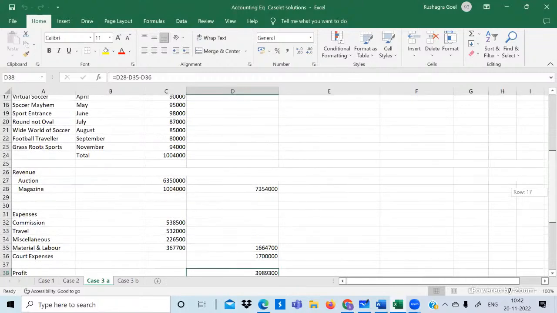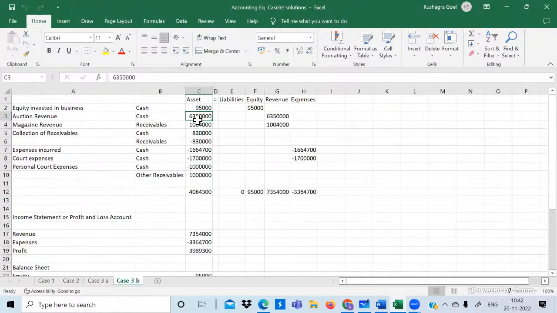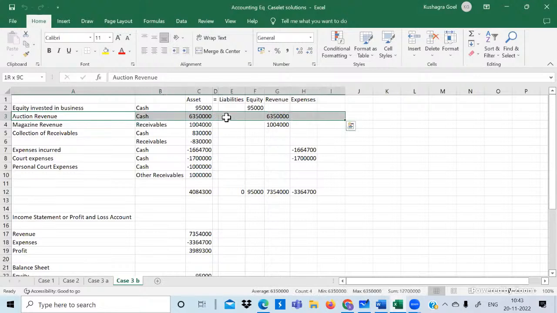The total of the auction revenue was 63,50,000. So I'll take this 63,50,000, and nothing is mentioned whether there is any delay in payment or not, so we'll simply assume that the money is paid immediately. I'll take 63,50,000 as my income, as my revenue, and at the same time, I'll assume that the money is received from the auction. So the cash balance will go up, and I'll show it on the asset side, and my income or revenue is going up, so I'll show it under the revenue column. Any doubt with the auction revenue?